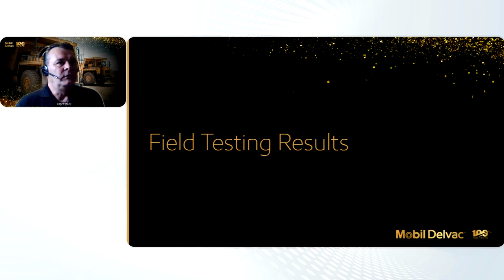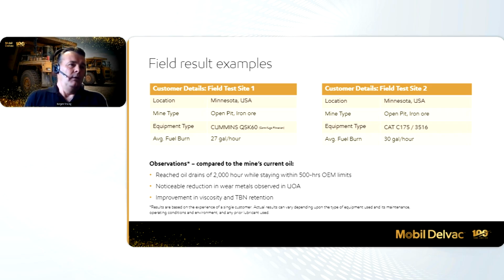Now we're going to dive in here to some results from an actual trial that was executed by my colleagues from the U.S. This was an iron ore open pit mine in Minnesota. They were very fortunate. They actually had two different engine manufacturers: some Cummins QSK 60s, and some CAT trucks as well, some running C175 16s, and some running 3516s. So this was a great opportunity to test the oil on several different makes and models of haul trucks.